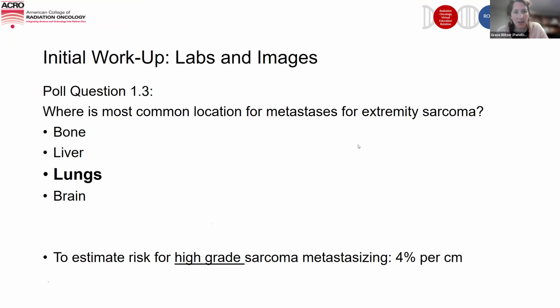That being said, NCCN, if you're ever treating a sarcoma, look on NCCN. There's a beautiful table summarizing certain histologies, you have to worry about going to the spine or going to other places. But in general, it's lungs. And then high-grade sarcomas, like this gentleman's, there's a rough rule of thumb. So he had a high-grade sarcoma that, let's say, was 8 centimeters. So you do 4% times 8. So he has about a 1/3 chance of this metastasizing in the next 5 years. It's a rough rule of thumb, but something to keep in mind. All righty, next slide.